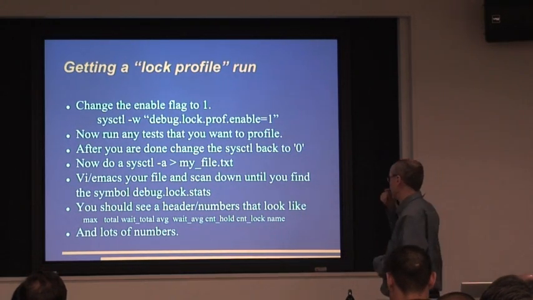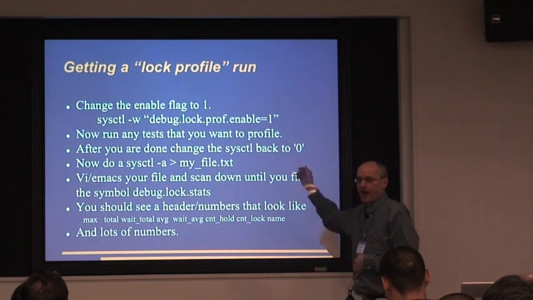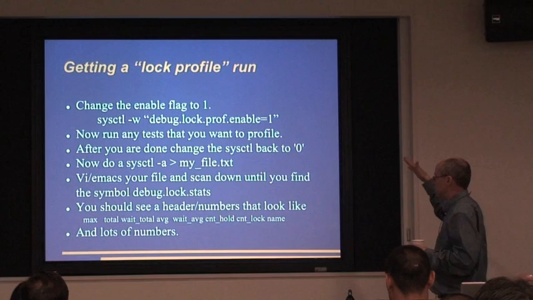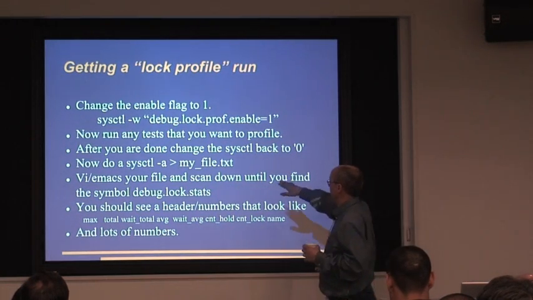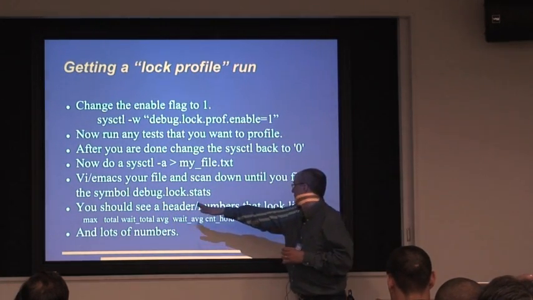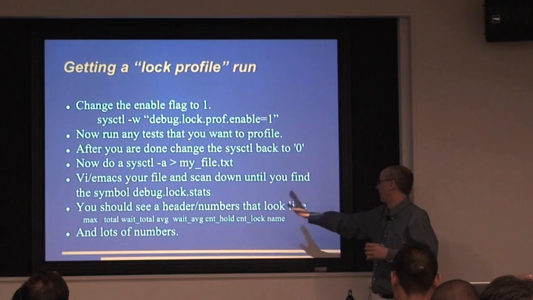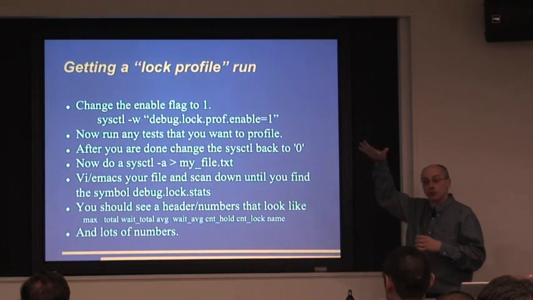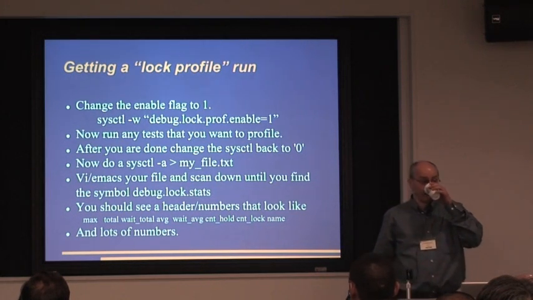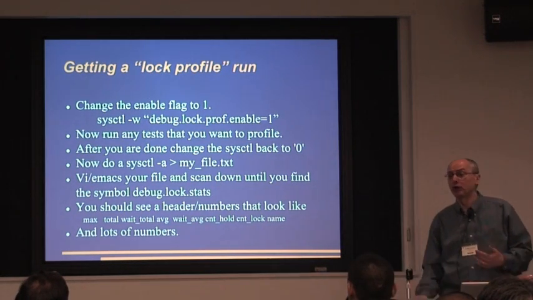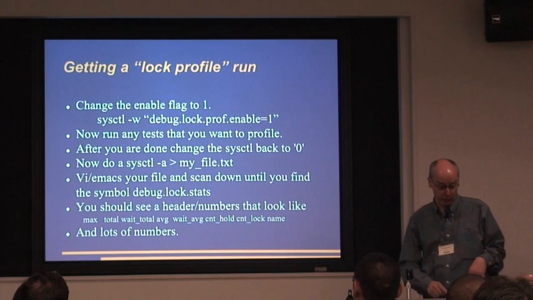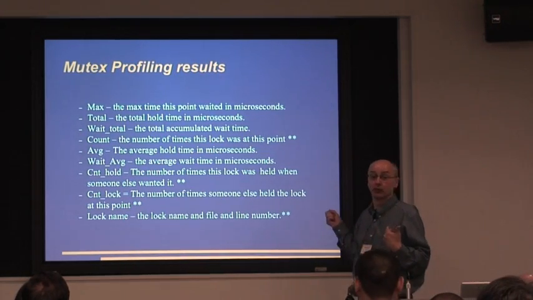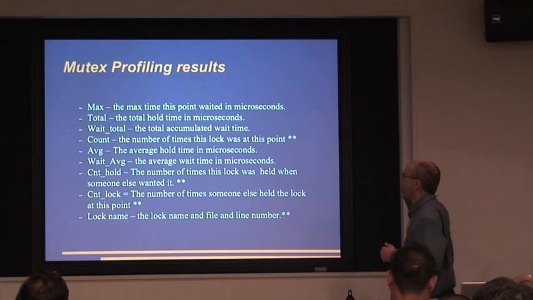There's lots of stuff that will show up. So then you use vi or Emacs, whatever your favorite editor is, and you scan down until you find this set of symbols here. You'll see something that says max, total, wait total, average, wait average, count hold, count lock, and name. And lots of numbers will follow that. And of course, you're going to be looking for your specific locks that you're interested in profiling.